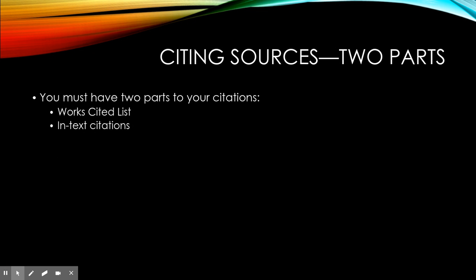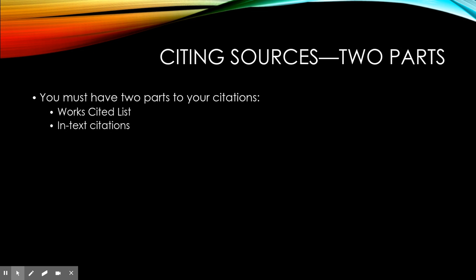So as I mentioned before, there are two parts to your citations. There's that works cited list that we went through earlier, and then there's the in-text citation. We call that parenthetical. That goes in parentheses. You need to have both of those for all of your sources. If it's not been cited in parentheses, it doesn't go in the works cited list. If it's been cited in parentheses, it has to go in the works cited list.